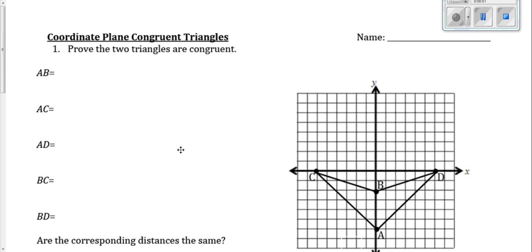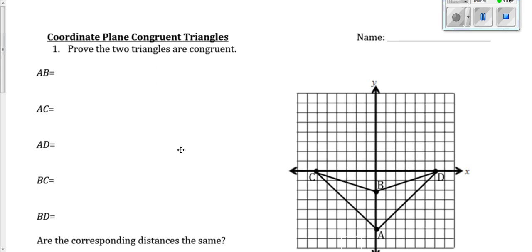Today's lesson is titled Coordinate Plane Congruent Triangles, and what we're going to be doing is learning how to prove triangles congruent or determine if they are congruent when our triangles are in a coordinate plane, meaning they're on our x and y axes. Okay, so let's take a look. Problem number 1 says prove the two triangles are congruent.